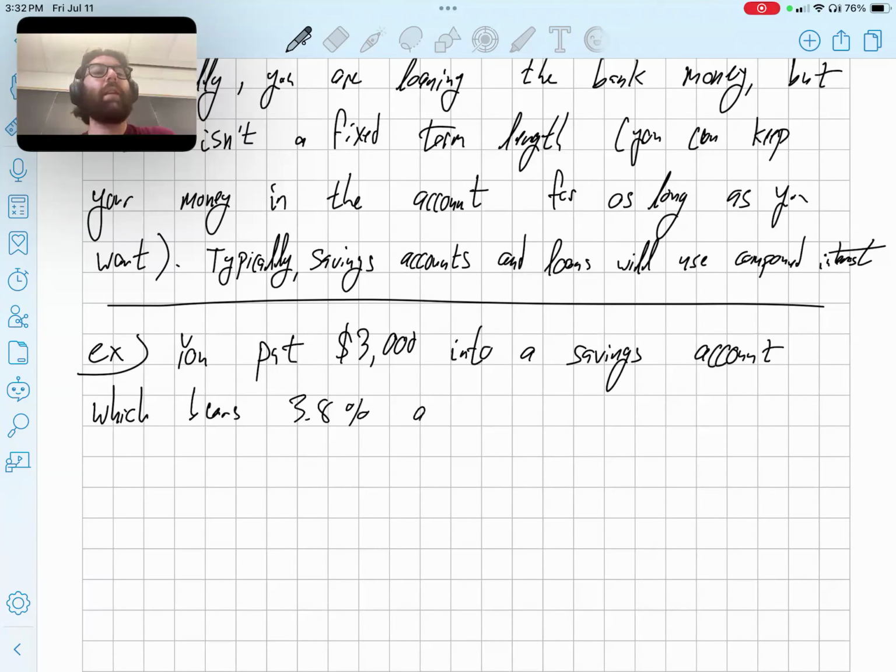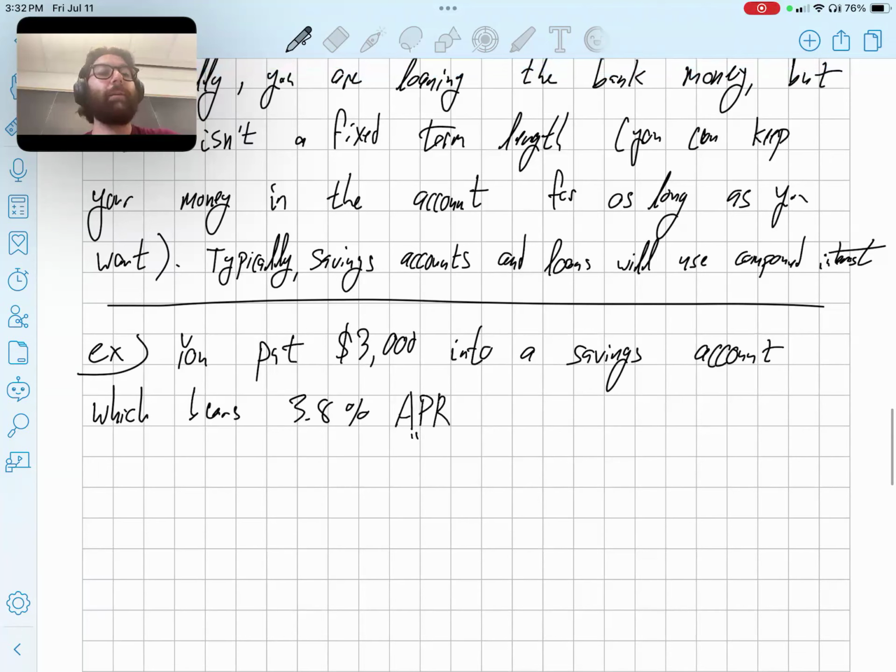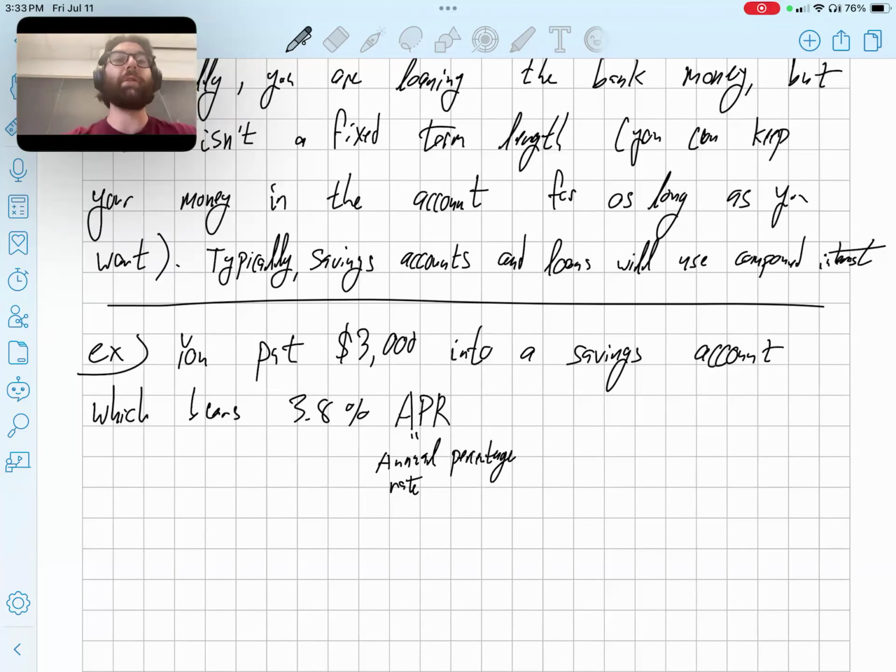3.8% annual interest. Annual interest is also called APR, which is annual percentage rate. And this is the same thing as the interest rate. So if you've seen something like a car commercial where it says 0% APR for the first 12 months, that just means they don't charge you interest for the first 12 months of your loan. So 3.8% annual interest, compounded monthly.